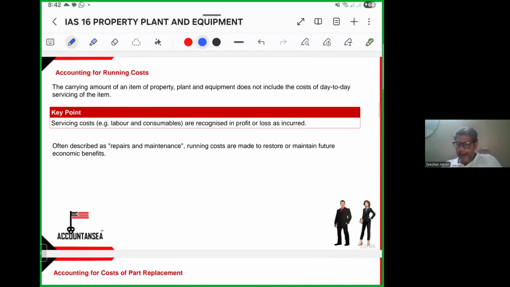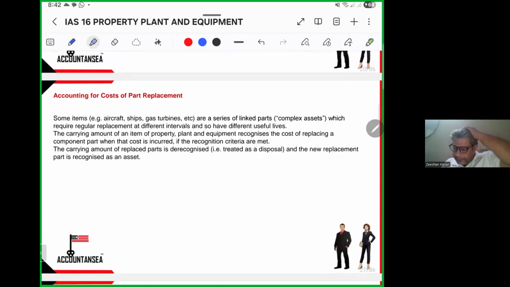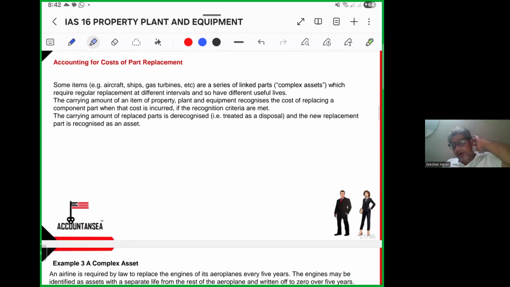So now, accounting for running costs. The carrying amount of an item of property, plant, and equipment does not include the cost of the day-to-day servicing of the item. Servicing costs, for example labor and consumables, are recognized in profit or loss as incurred; it will be an expense. Often described as repair and maintenance, running costs are made to restore or maintain future economic benefits of the assets, right?